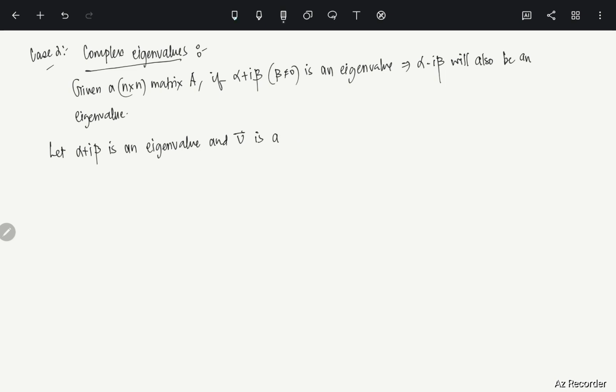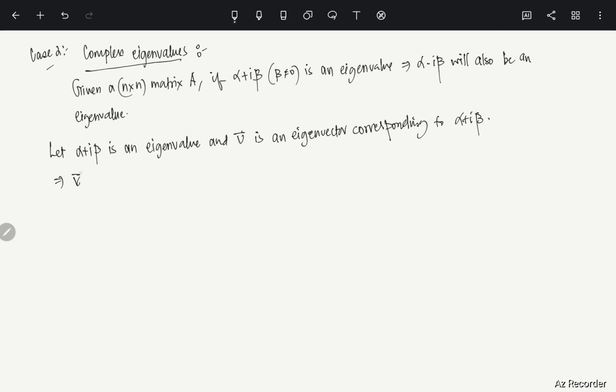Okay, v is an eigenvector corresponding to alpha plus I beta. Clear? Okay. So what does that imply?